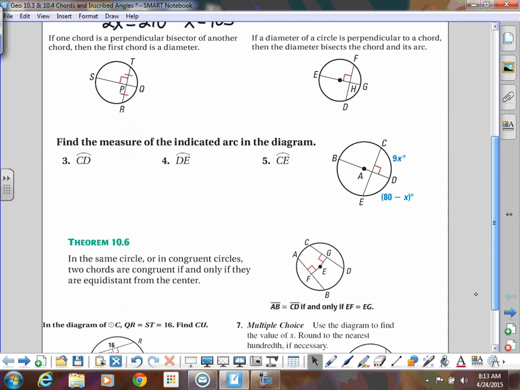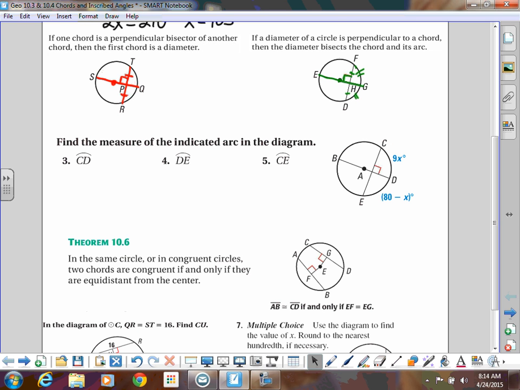All right, next property. If we have a chord, it is a perpendicular bisector of another chord. So here's a chord that's a perpendicular bisector of this chord. You see how it's perpendicular and it bisects, so those two pieces are congruent. And they're saying that that first chord has to be a diameter, so it has to go through the center. Now in this one on the right, it's saying that if we have a diameter and it's perpendicular, it's going to bisect both the chord and the arc. So this arc and this arc will also be congruent.